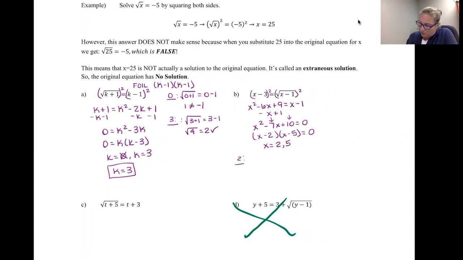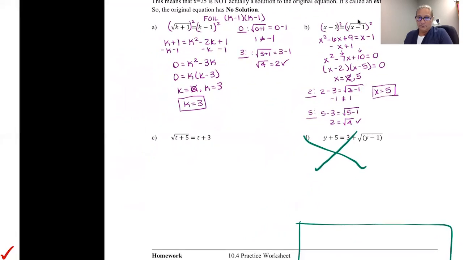When we check 2, we get 2 minus 3 equals the square root of 2 minus 1. 1 does not equal negative 1, so 2 is an extraneous solution. When we check 5, 5 minus 3 equals the square root of 5 minus 1. 2 is equal to the square root of 4, which is true. Your answer is x equals 5.